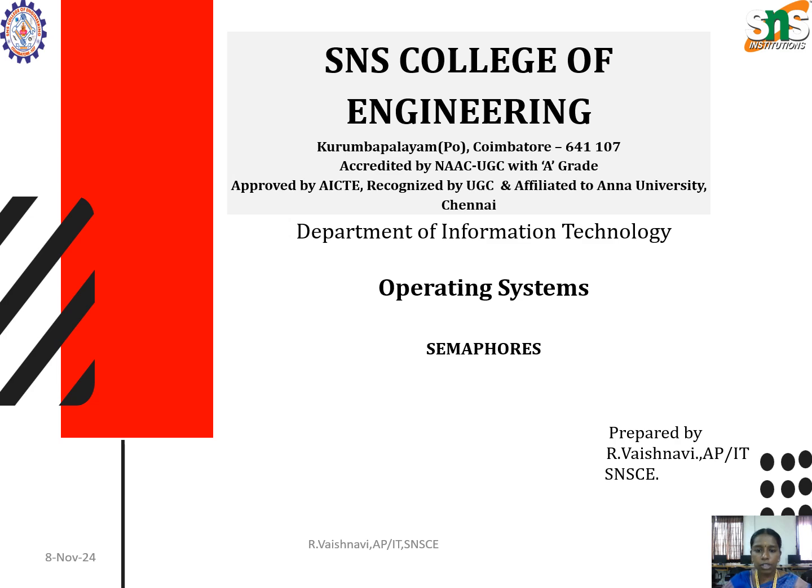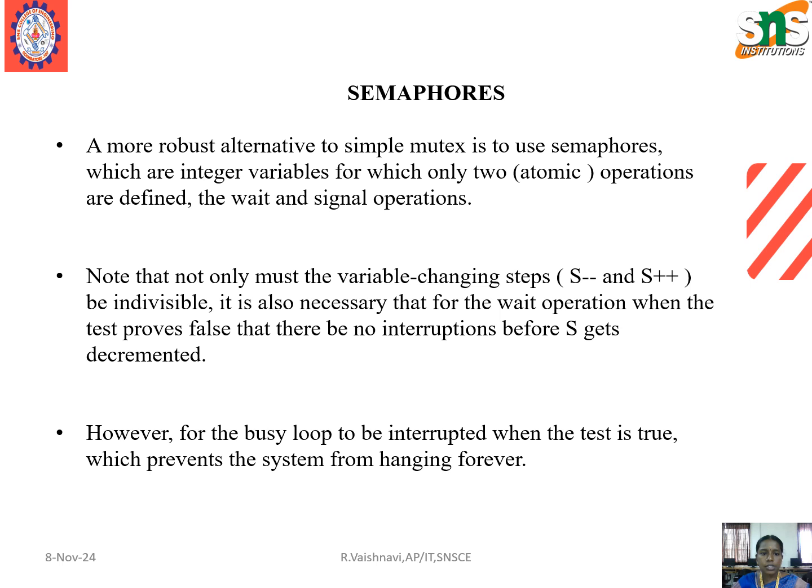Now we are going to see about semaphores in operating systems. Semaphores: the most robust alternative to the simplest mutex is to use semaphores, which are integer variables for which only two atomic operations are defined, that is the wait and the signal operations. Note that the variable-changing steps, that is s minus minus, the decrement, and s plus plus, the semaphore increment, must be indivisible.